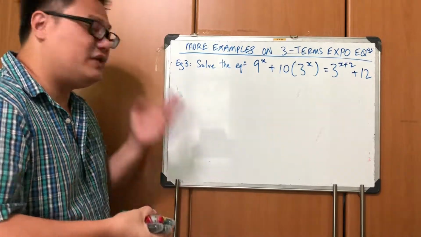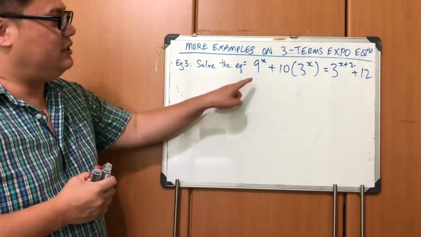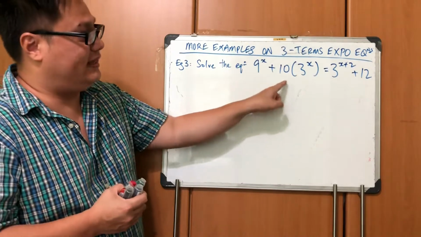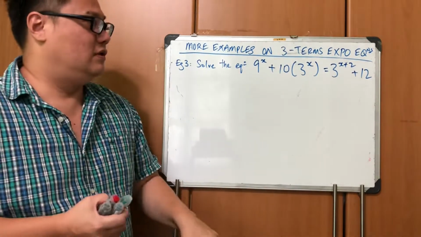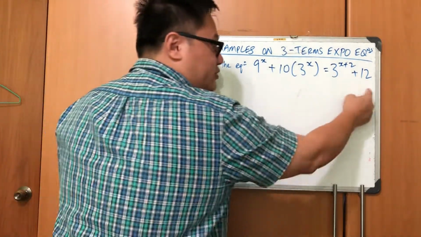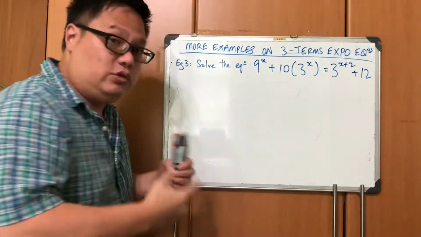So let's move on to our third example. Solve the equation 9 to the power of x plus 10 times 3 to the power x equals 3 to the power x plus 2 plus 12. Oh no, Mr. Ng, this is a 4 terms exponential equation. 1, 2, 3, 4. What do we do?